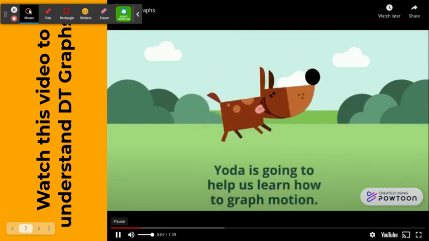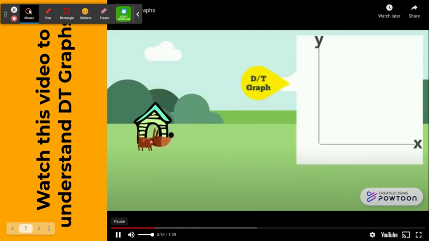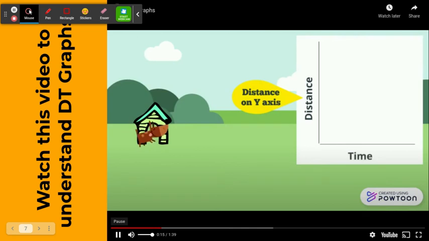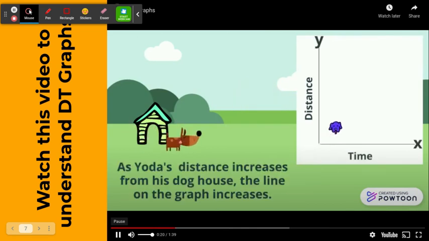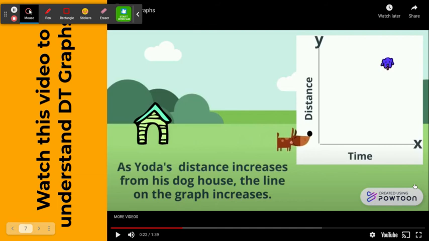Remember those 2 things we needed to calculate speed? We put them on the axes of the graph. Distance goes on the y-axis and time goes on the x-axis. Here, Yoda starts walking away from his doghouse. Hopefully, you watched what happened as he got further away from the house. Did you notice the purple dog as he walked away? The further he got from the doghouse, the greater his distance increased on the graph.